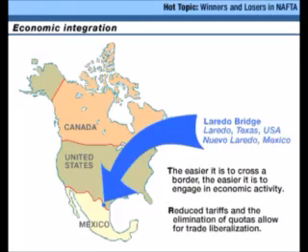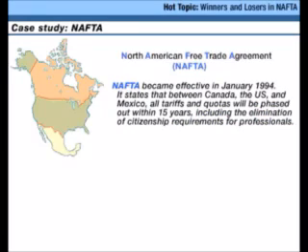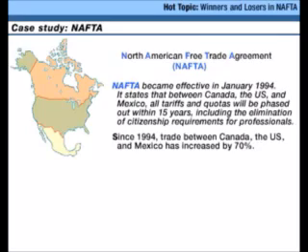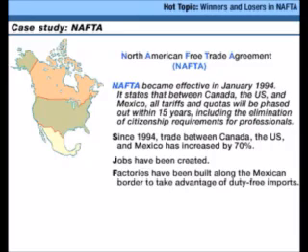A good case study in the effects of economic integration has been looking at what's happened in the United States and Mexico following the enactment of the North American Free Trade Agreement. NAFTA was implemented in January of 1994, and since that time, trade between the U.S., Canada, and Mexico has increased by 70%. Lots of jobs have been created. Factories have been built along the Mexican border, taking advantage of opportunities to ship goods duty-free to the U.S. New businesses have been started in the U.S. to send stuff to the Mexican market.